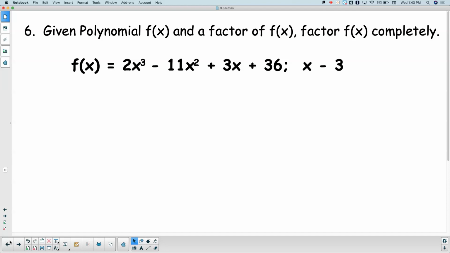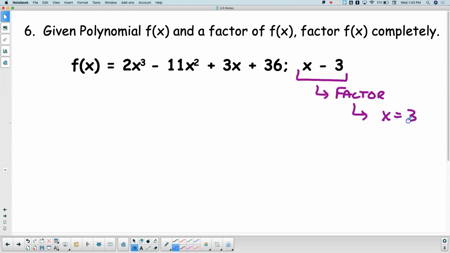So this one was a factor completely. So I know that this x minus 3 is a factor, which means then that x equals 3 is a 0. Right? Okay. So that means I can synthetically divide in the 3.